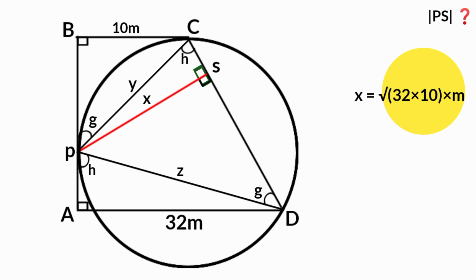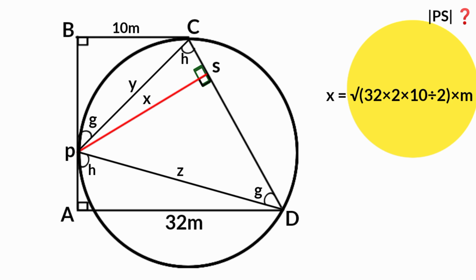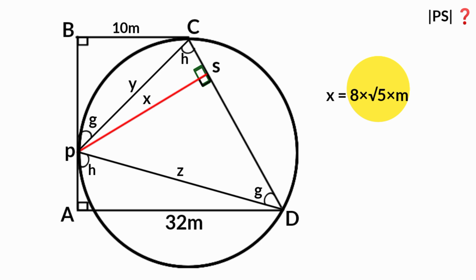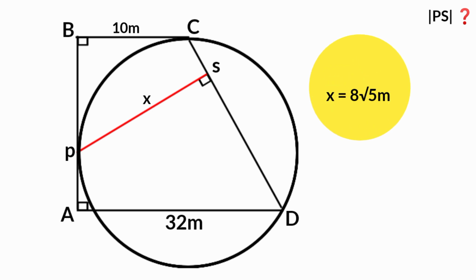32 times 10 is also the same as 32 times 2 times 10 divided by 2. You know why we did this? Because this times 2 will balance this divided by 2. Now 32 times 2 is 64, and 10 divided by 2 is 5. Square root of 64 times 5 is the same as square root of 64 times square root of 5. Square root of 64 we know is 8. And 8 times root 5 times meters is 8 root 5 meters. So X equal to 8 root 5 meters. And that is the length of this line PS, which we are asked to calculate.